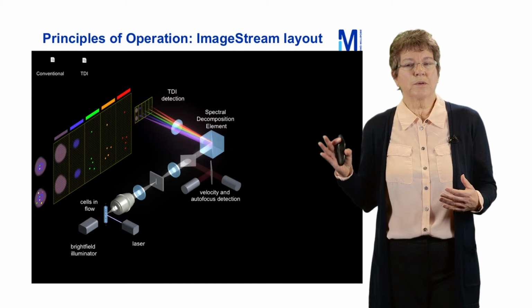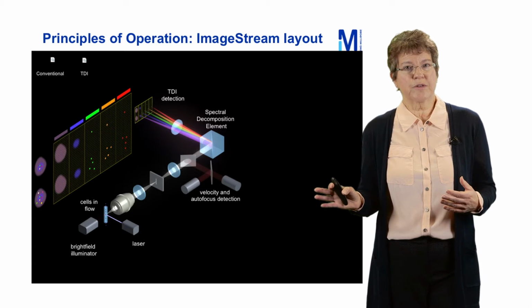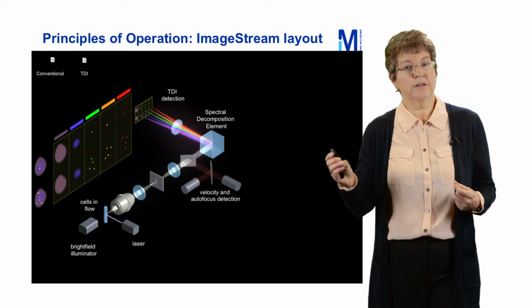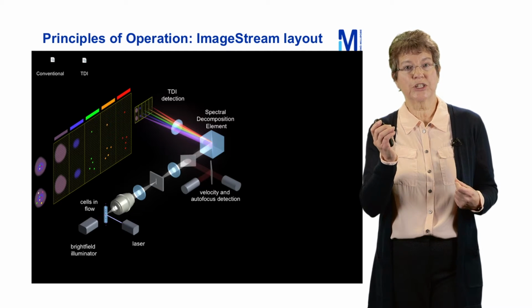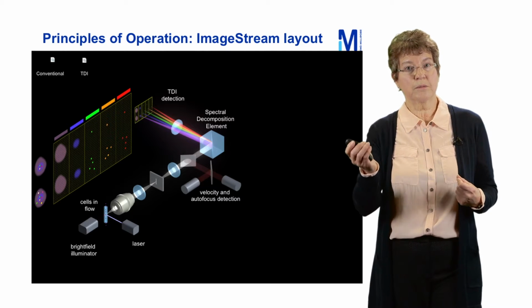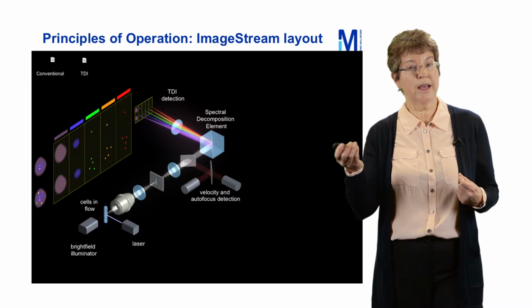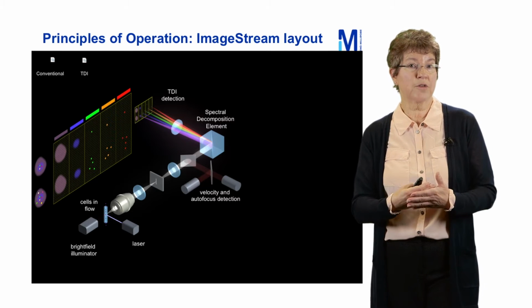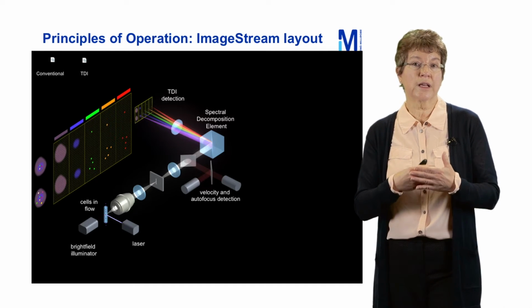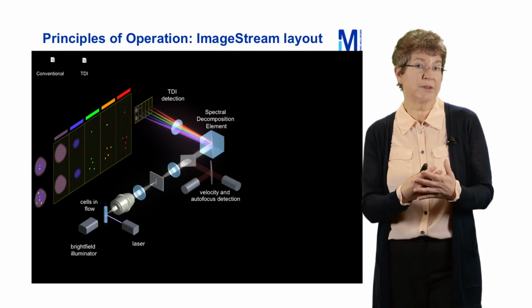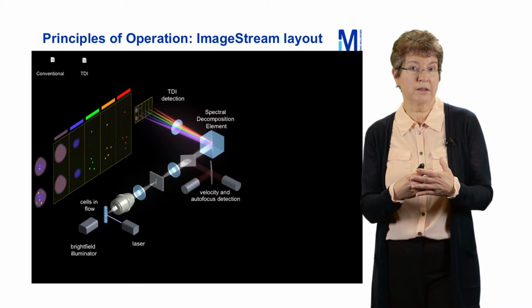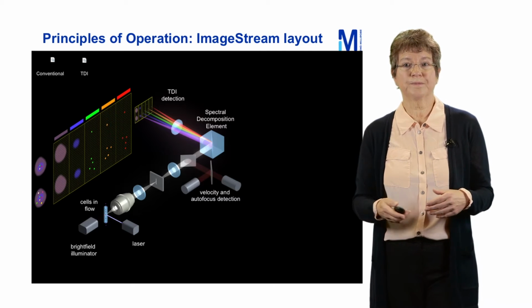We also have exact spatial registry of those images from one channel to the next, so that every pixel is exactly the same location from one channel to the next, so that they can be perfectly overlaid, so that you can do things like look at colocalization of probes and the specific location within the cell of those probes.